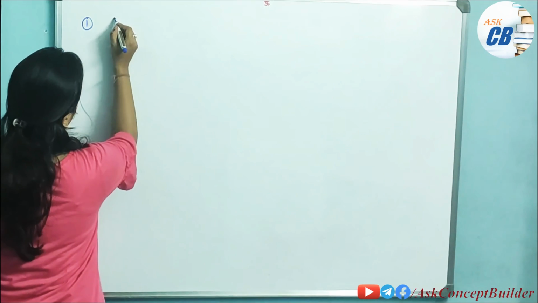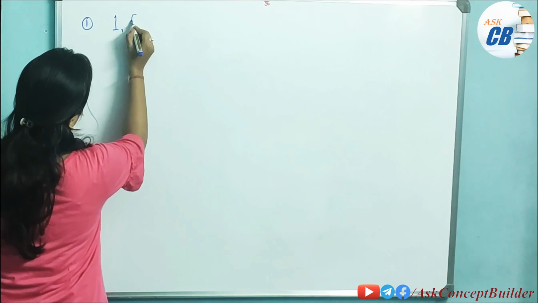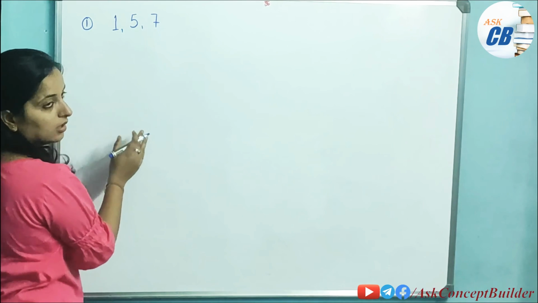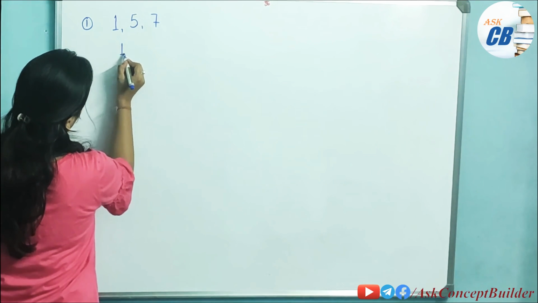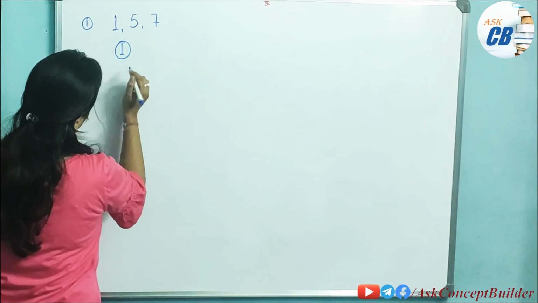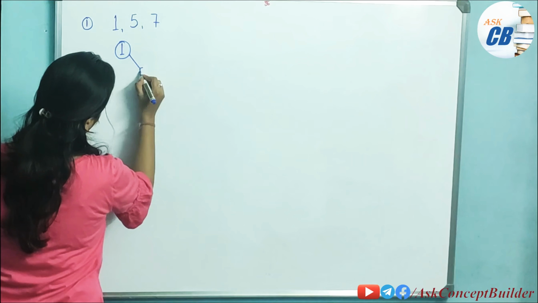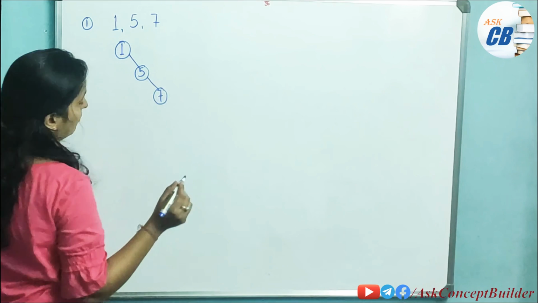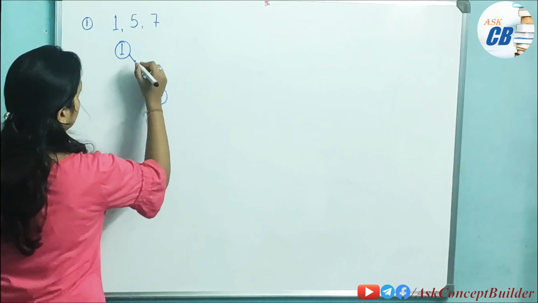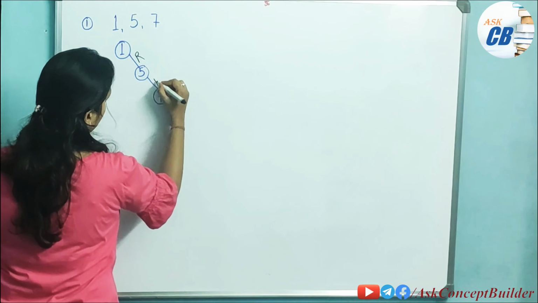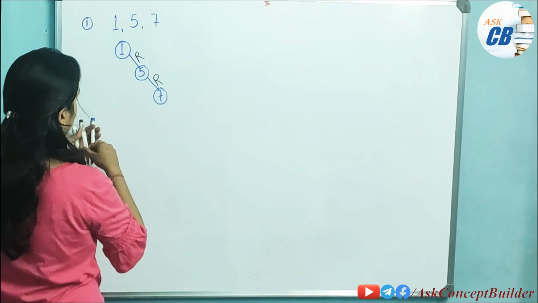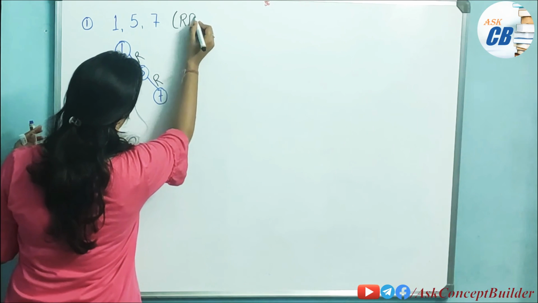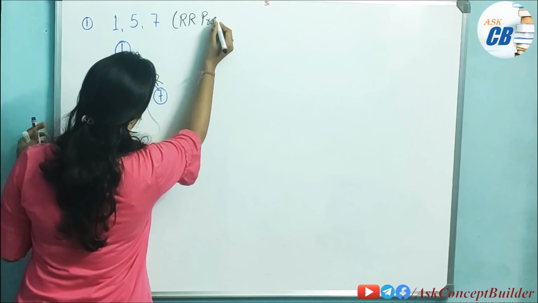See, the first one: if I take the nodes in the order 1, 5 and 7, how will your tree be? 1, then 5, and then 7. In this way only you will have the nodes. And what we have written for this is that these both are R, R. So this problem is called the RR problem.